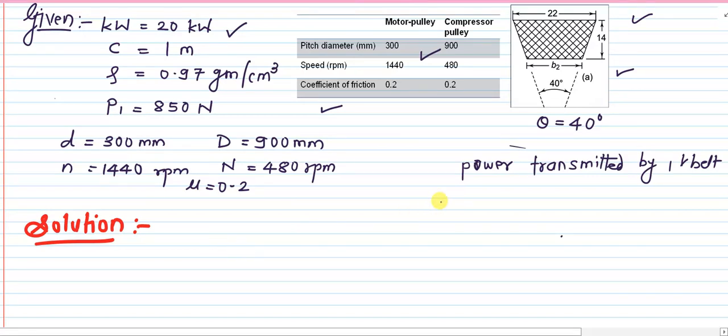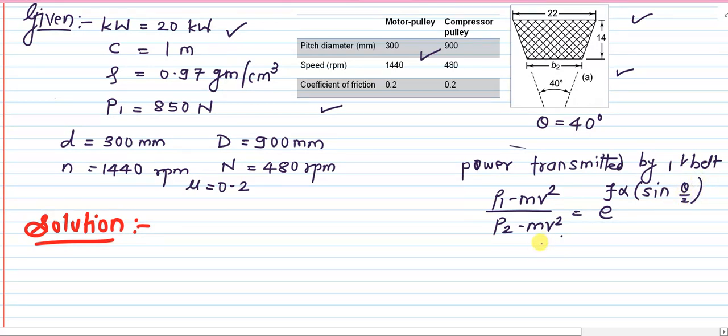So first of all, we have several equations. Whenever we are solving the V belt numerical, we should know the equations which are available at our disposal. The first equation is (P1 minus mv square) upon (P2 minus mv square) equal to exponential of the term f alpha divided by sine of theta by 2. In this there is a relationship between P1, P2, m and v square. So out of these we need to find out which are the known quantities and which should be calculated so that we can arrive at the value of P2.